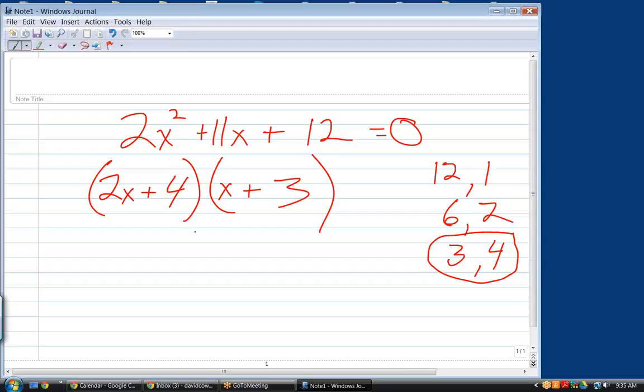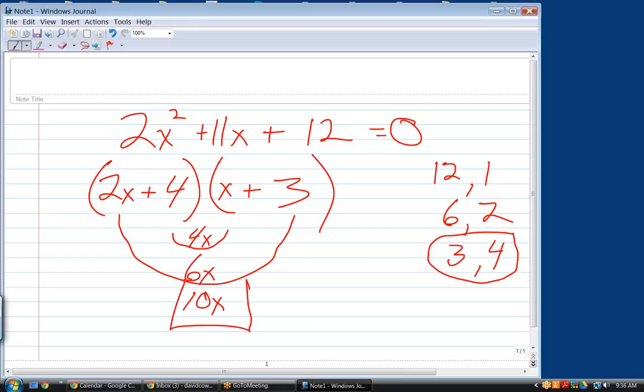Well, what's 4 times x? 4x. What's 2x times 3? 6x. Add those together. That's not correct, is it? In other words, we're trying to get to 11x. We only got to 10.